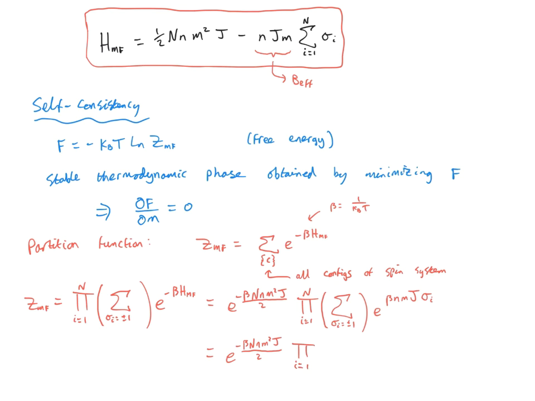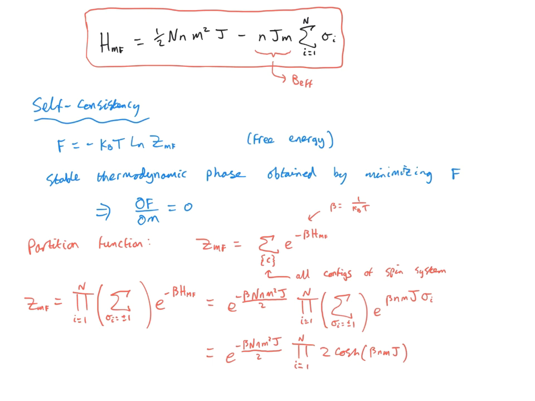Where I have the product over all sites in the system, and then for each site of the system, I have the two possibilities, sigma i plus and minus 1, and I can write that simply as 2 cosh of beta n m J. And that's because cosh is e to the x plus e to the minus x, and here the x in question is beta n m J. Okay, good. This looks very complicated, but we're almost there.